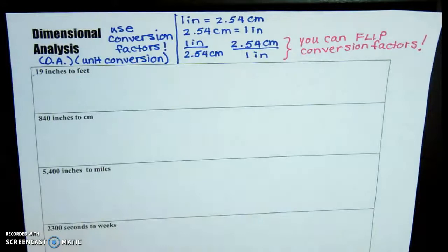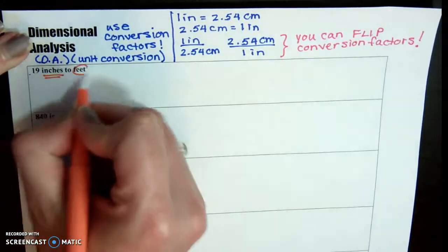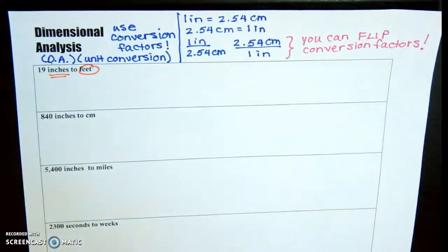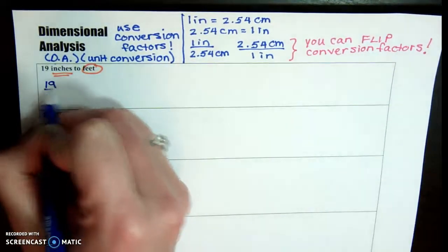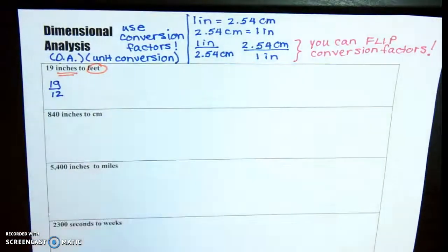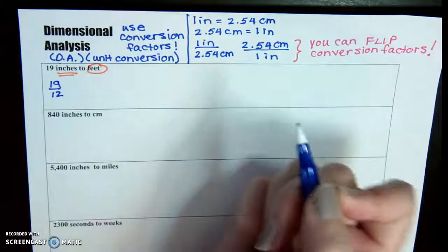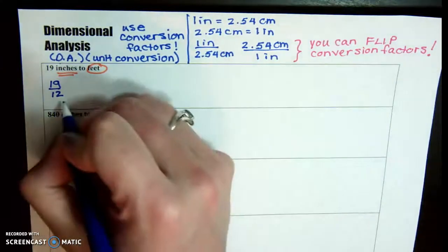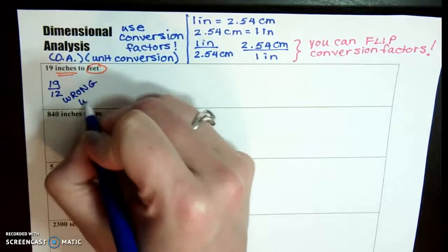So this first problem says 19 inches to feet. So we're going from inches into feet. A lot of times people would just go, oh, I know how to do this, 19 divided by 12. Well, that'll give you the correct number. That's not really the correct way to show your work because it has nothing to do with the actual units. So this would be the wrong work to show.